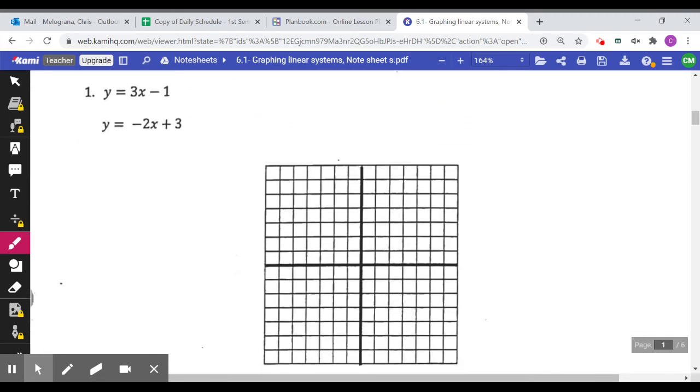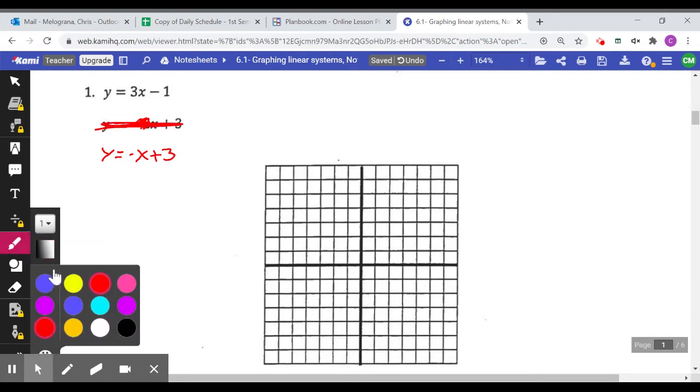All right, now number 1, there is a typo. This negative 2x, let's get rid of this. And we're just going to make this negative x plus 3. So I'm going to rewrite this as negative x plus 3. So I'll just get rid of this.